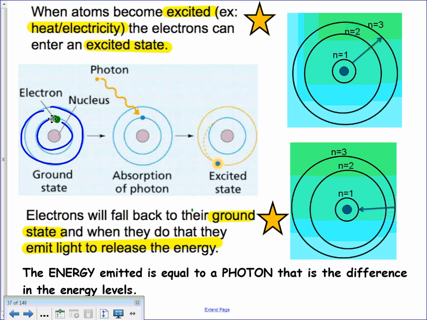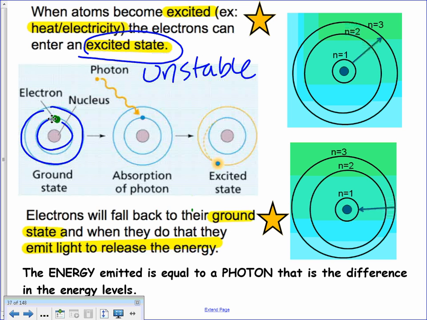The only way they can move between them is if they are excited. And you can excite them by shocking them with electricity or by heating them up, like setting them on fire. We will do that later on. Whenever they get to the top, that's called the excited state. The electrons in the excited state are very unstable.